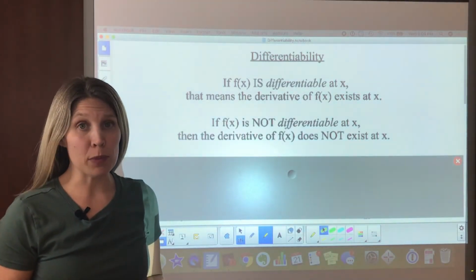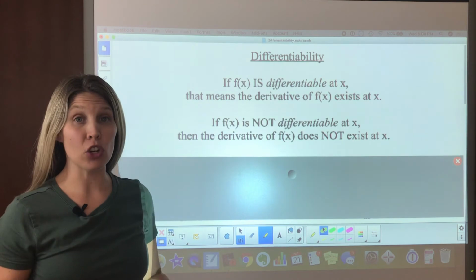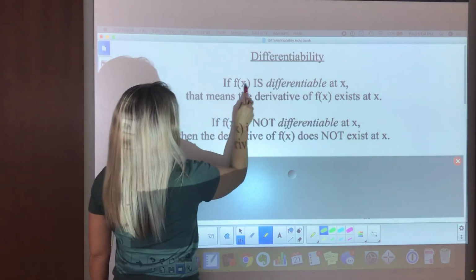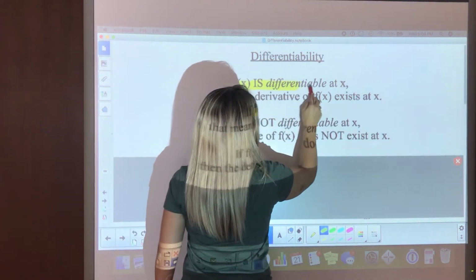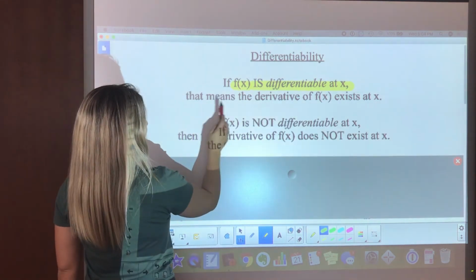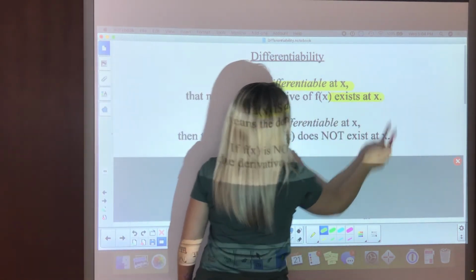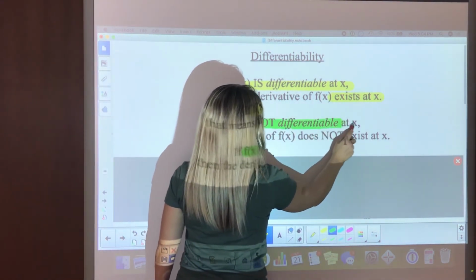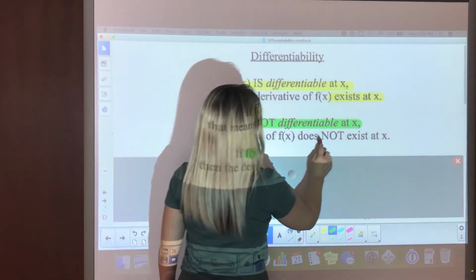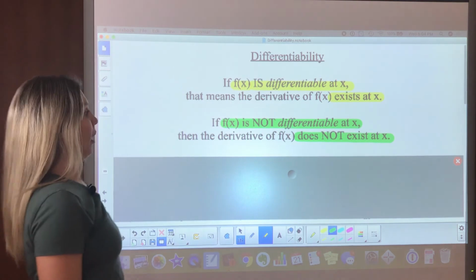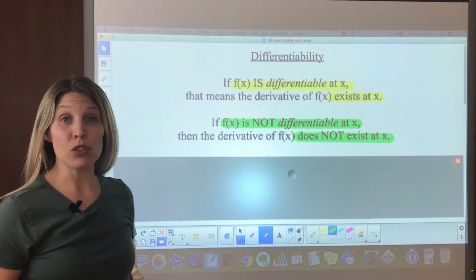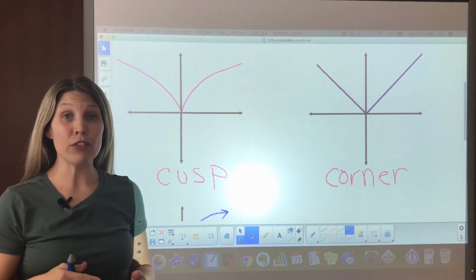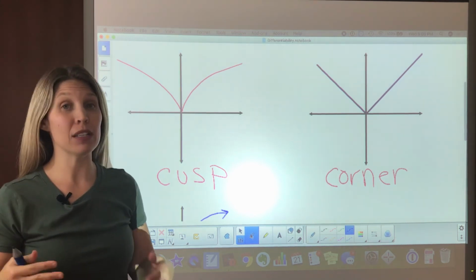Now let's talk about differentiability for a minute. Differentiability, differential, those mean the same thing. So let's talk about what that means for a function in a graph. If f of x is differentiable at x, that means that the derivative of the function exists at x. If f of x is not differentiable at x, then the derivative does not exist at x. I'm going to give you some graphic examples to show you what that means. What you're trying to find out is if the function has a derivative, if it is differentiable.